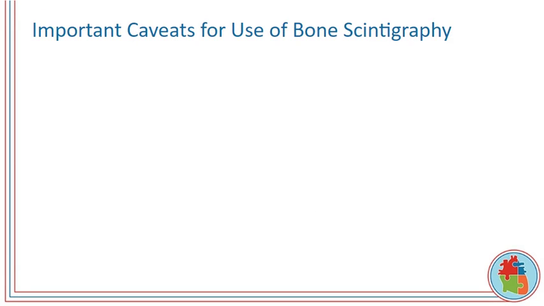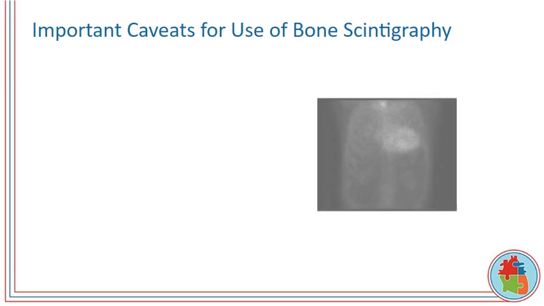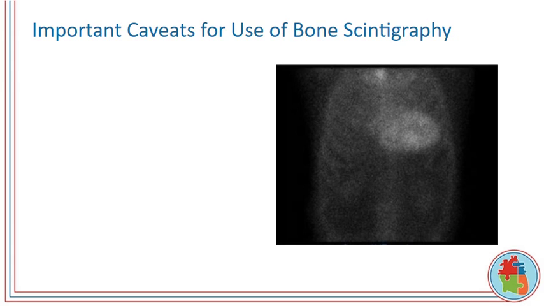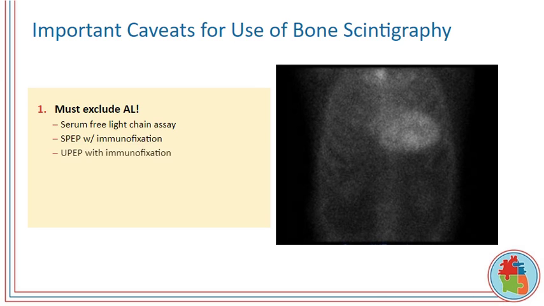And then in terms of general screening, important caveats for the use of bone scintigraphy. The first and foremost principle is that you need to exclude AL by these laboratory testings that have been highlighted before. And then you really must use SPECT imaging so that you can exclude blood pooling in the cardiac structure as a false positive. You really need to see cardiac uptake of the scintigraphy in the muscle itself.